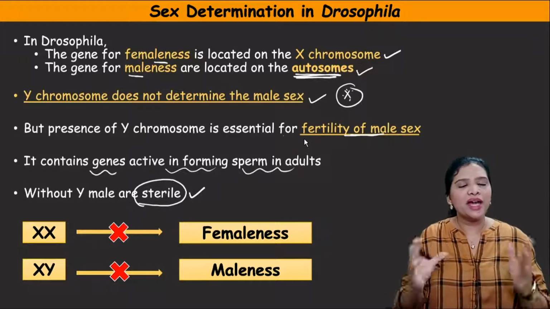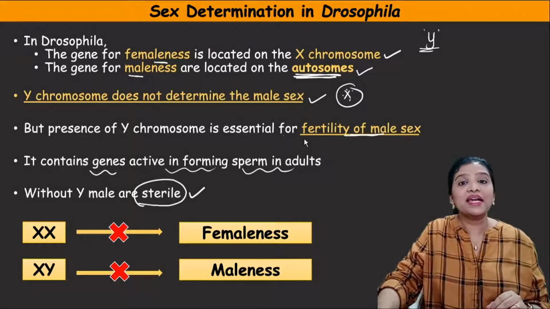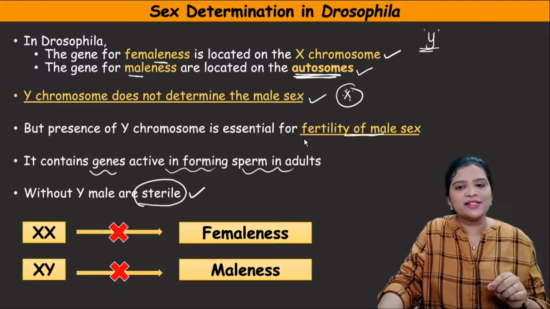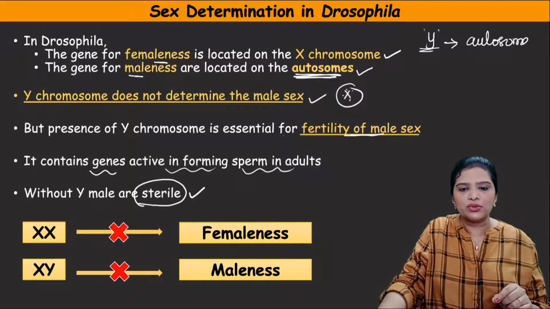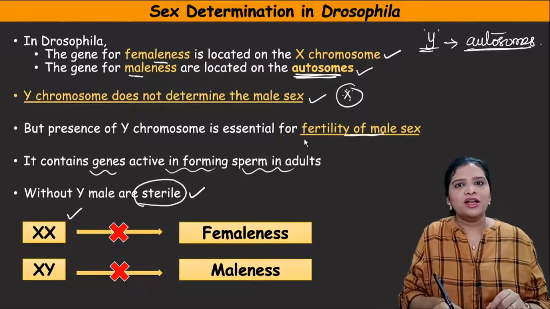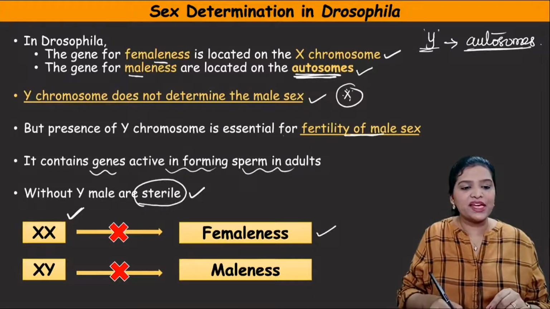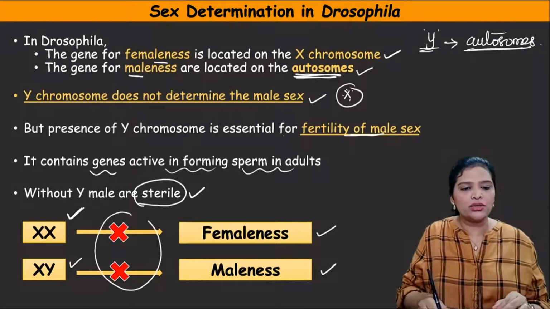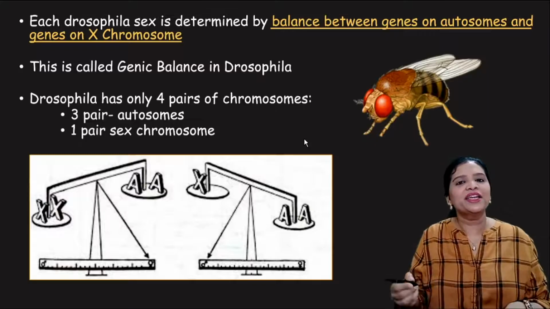Okay. So what we are understanding here is that in Drosophila, Y chromosomes are present, but they do not determine the sex as male. So how is sex determined? It is determined by some genes present on the autosomes. Generally in mammals, if XX chromosomes are present, it determines the female character, and if XY chromosomes are present, it determines maleness. But this is not true in the case of Drosophila. Then how is the gender determined in Drosophila?